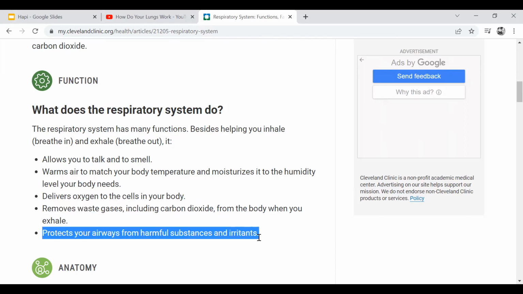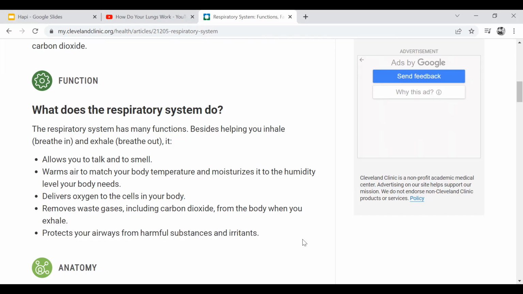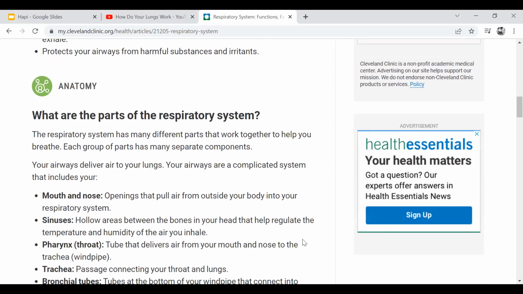So let me ask you one more question. What does the respiratory system do? It protects your airways. Not the air that you hear with, you know. The air that goes into you and comes out. A-I-R, air. Not E-A-R, A-I-R. Your airways from harmful substances and irritants. What is an irritant, Uncle Priest? Something that will irritate you. Yes, make you sick and disturbed. So that is what the respiratory system is all about.